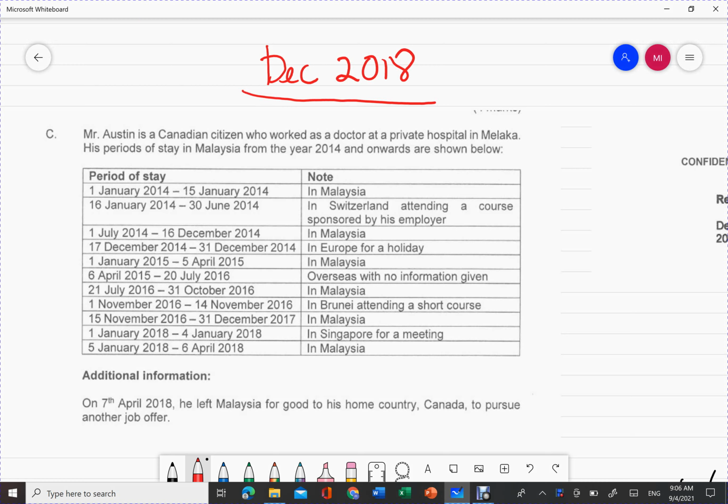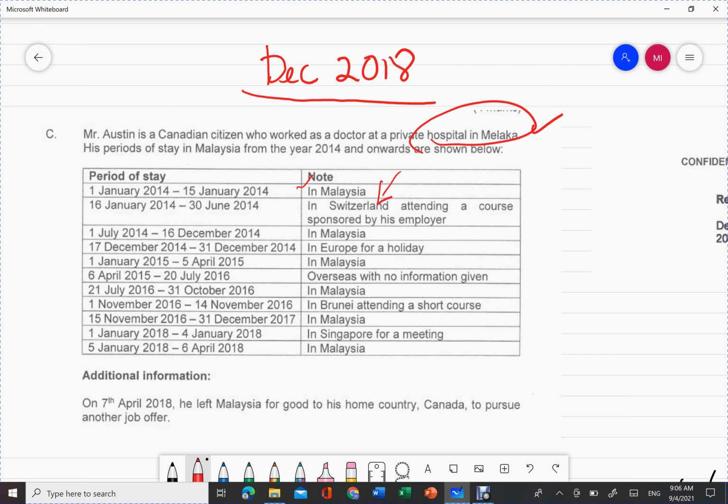So the question said that Mr. Austin is a Canadian citizen who worked as a doctor at a private hospital in Melaka. His period of stay in Malaysia from the year 2014 onwards is shown below. Okay, so he stayed from 1 January until 15 January. Here he was in Malaysia. From 16 January to 30th June he was in Switzerland, attending a course sponsored by his employer. His employer is actually a hospital in Melaka, and the reason he was in Switzerland is because he attended a course.